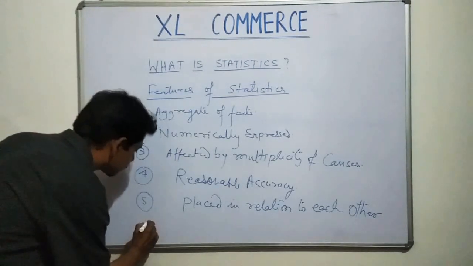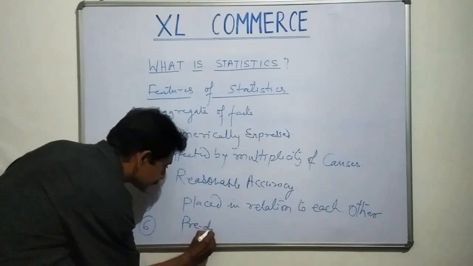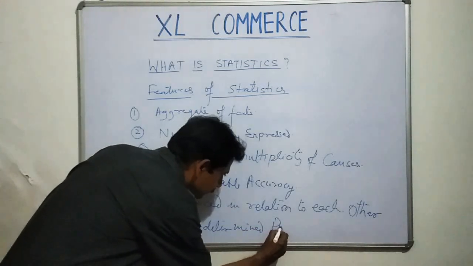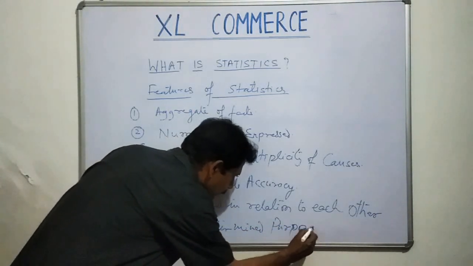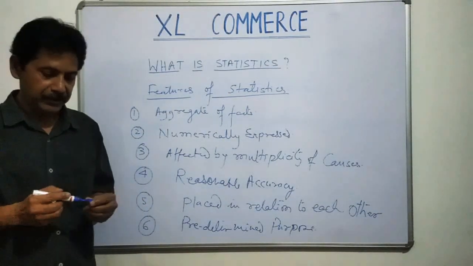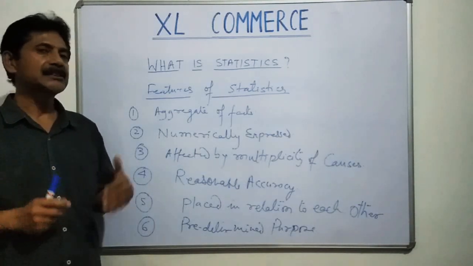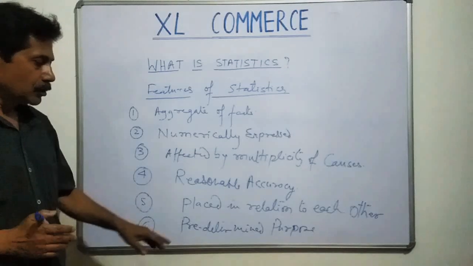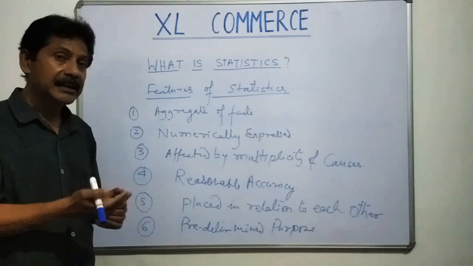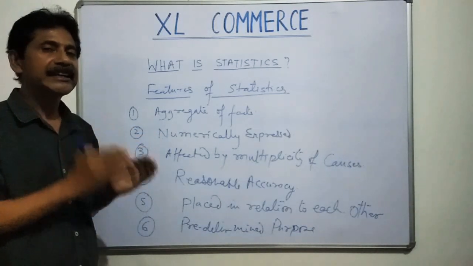And sixth one is predetermined purpose. The purpose must be predetermined, means you should have an objective to study the data. Why are we studying the data? So we should have a purpose, and that should be decided earlier. Why are we studying that data? What is the need?